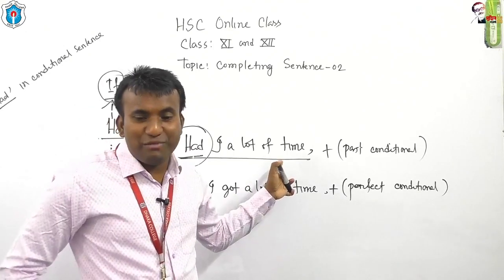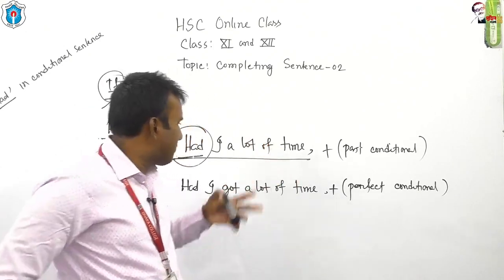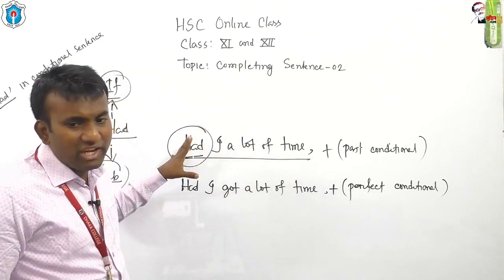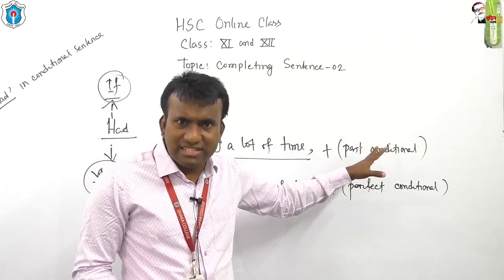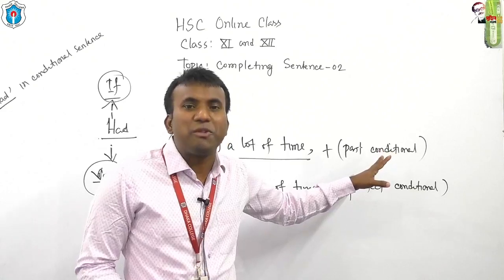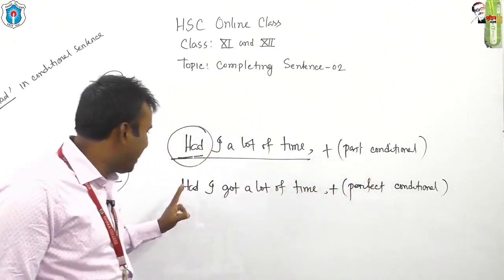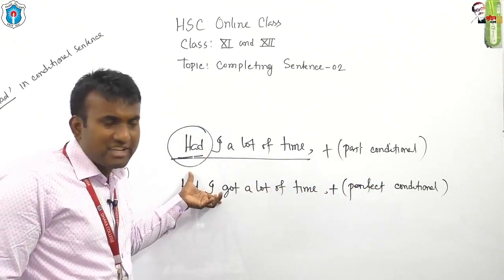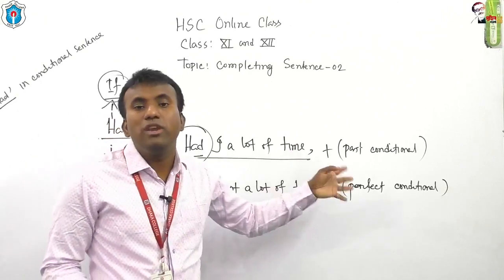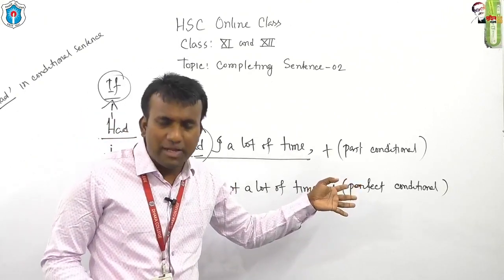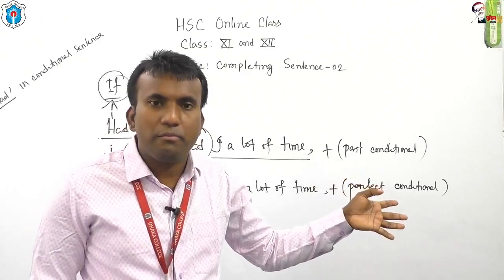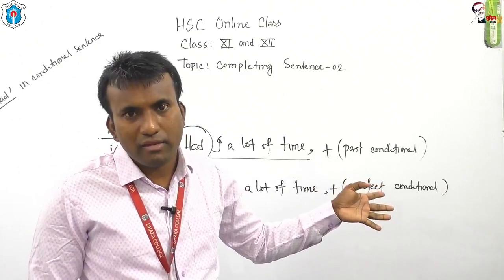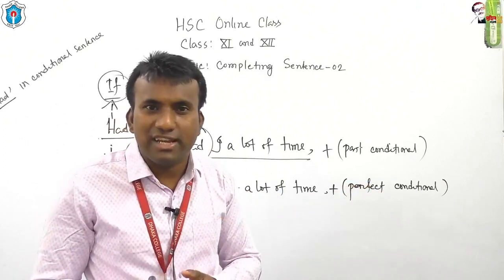So I have talked about another two rules. If you get past indefinite in the had related part, you will have to use past conditional, because past indefinite has a relationship with past conditional. And if you get past perfect in the had related part, you will have to use perfect conditional, because past perfect has a relationship with perfect conditional. Okay, this is all about conditional sentences.